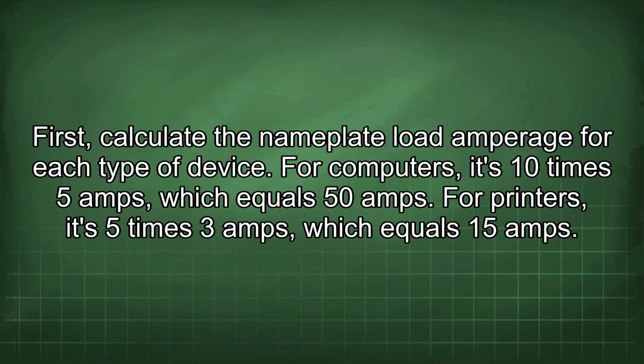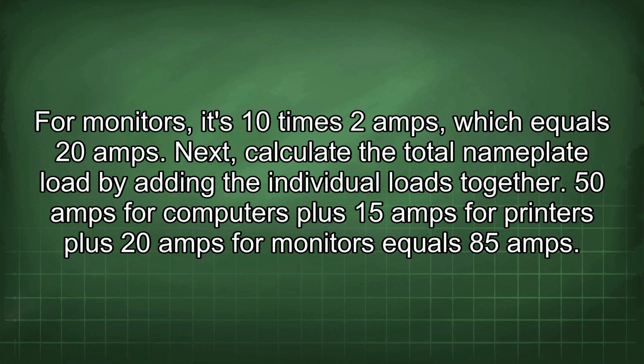For computers, it's 10 times 5 amps, which equals 50 amps. For printers, it's 5 times 3 amps, which equals 15 amps. For monitors, it's 10 times 2 amps, which equals 20 amps. Next, calculate the total nameplate load by adding the individual loads together. 50 amps for computers plus 15 amps for printers plus 20 amps for monitors equals 85 amps.